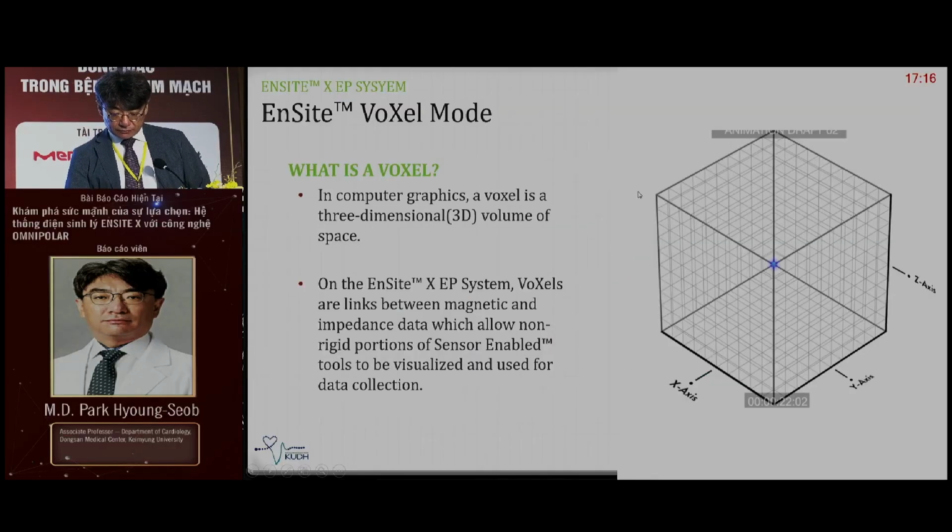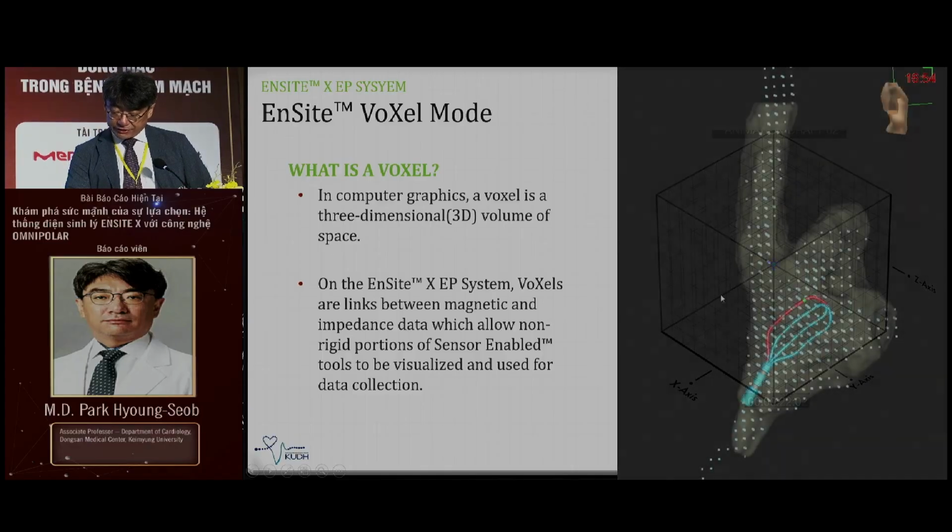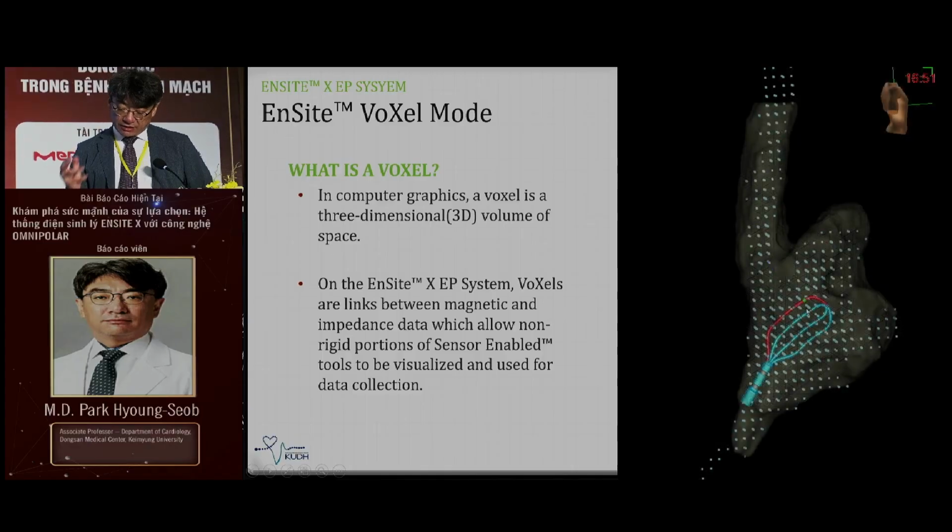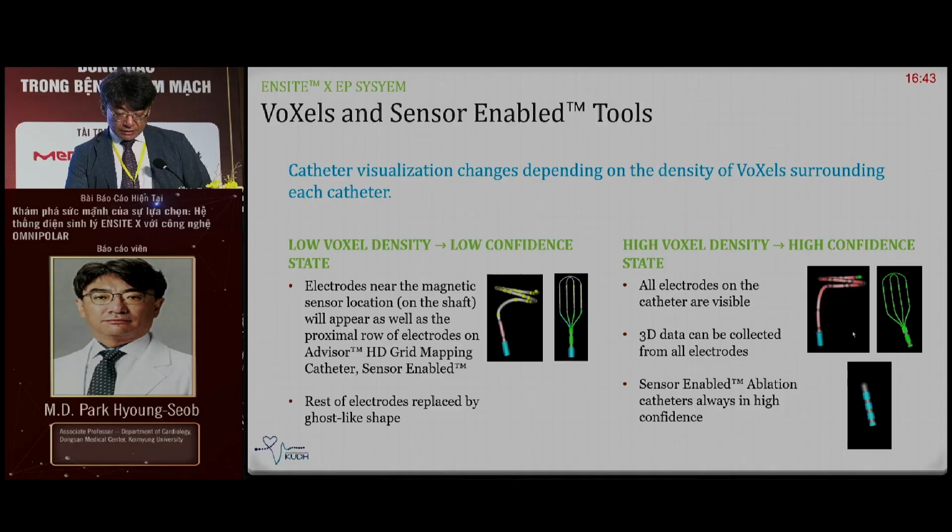So what is voxel mode? This is Insight voxel mode. In computer graphics, a voxel is a three-dimensional volume of space. In the Insight X system, voxels are linked between magnetic and impedance data, which allows non-rigid portions of sensor-enabled tools to be visualized and used for data collection. After creating this kind of voxel field, you can clearly see the catheter shape, and stable catheter mapping is possible. Voxels and sensor-enabled tools give us stable catheter manipulation and catheter shape.